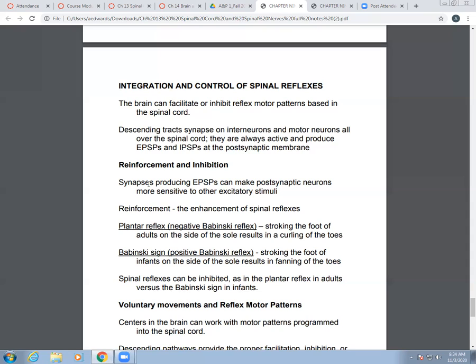With the plantar reflex, also known as the negative Babinski reflex, if you stroke the foot of adults on the side of the sole, it's going to result in curling of the toes. Now, you get a positive Babinski reflex, what's known as a Babinski sign, in infants. So when you stroke infants on the side of the sole, they get fanning of the toes. So the opposite things happen when you're an infant and when you're an adult, okay?